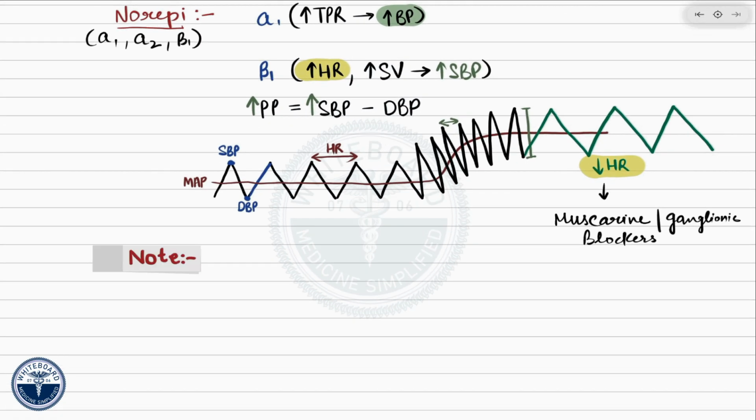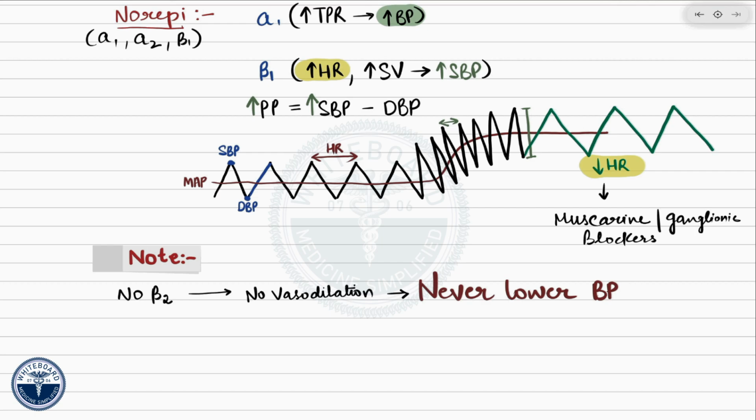One final point, and it's important. Since norepinephrine has virtually no beta 2 activity, it cannot produce significant vasodilation. Therefore, norepinephrine can never lower blood pressure. Its vascular effect is always dominated by alpha 1 mediated vasoconstriction. So the blood pressure either rises or remains elevated, it does not fall. This is an important difference from epinephrine, which does possess beta 2 activity and can produce vasodilation under certain circumstances.